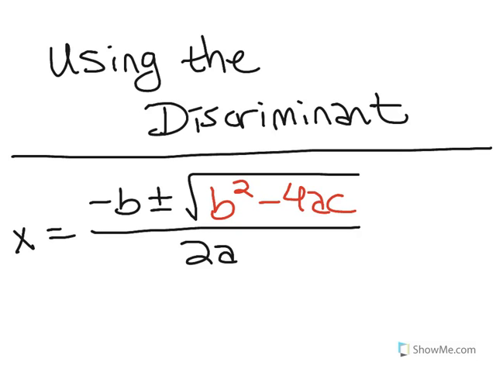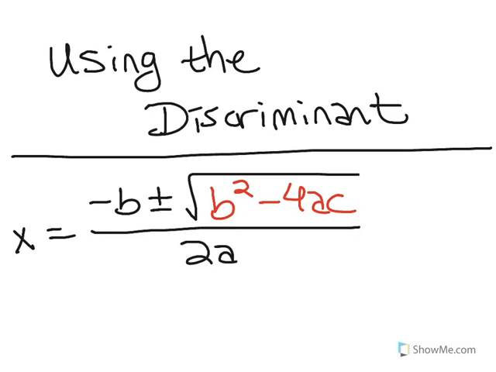If that number under the radical happens to be negative, then we will not be able to get any real solutions for our equation, because the real numbers don't supply square roots for negative numbers.